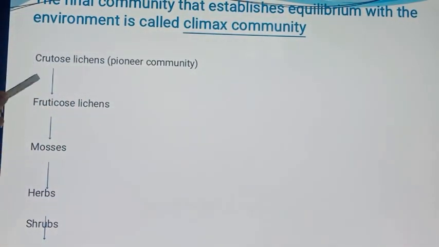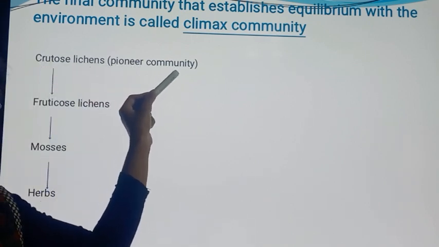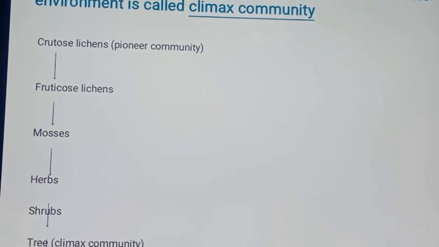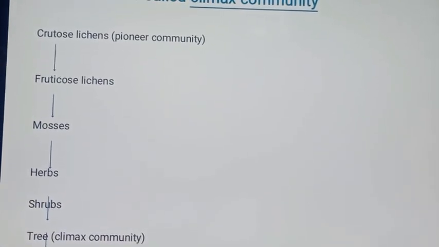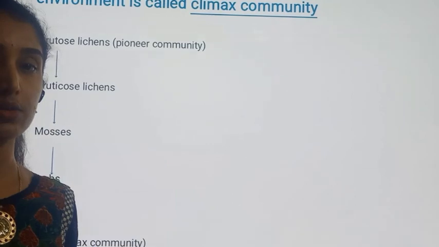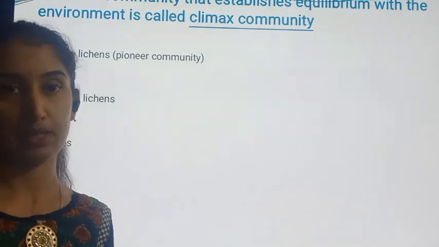They are showing here the crustose lichens, which are considered the pioneer community, leading to the next stage, fruticose lichens, and those lichens lead to bryophytes, that is, mosses, and these mosses lead to the development of herbs, which gradually develop into shrubs, and finally the trees, or the climax community, are formed. This is how the climax community is formed.